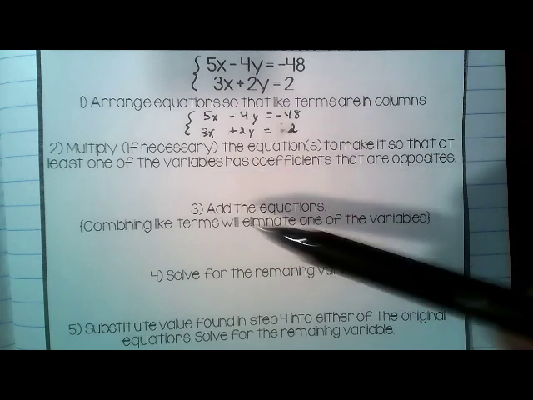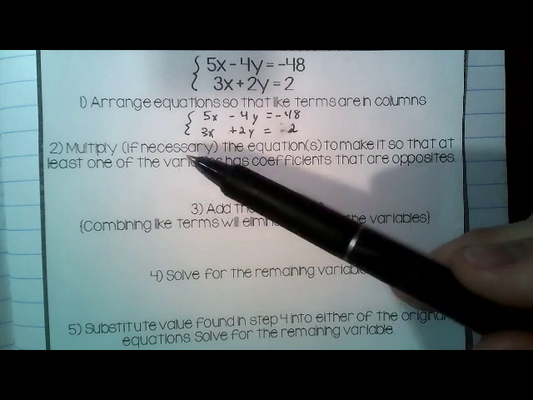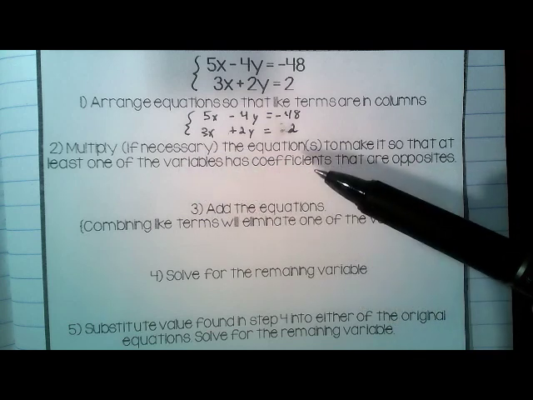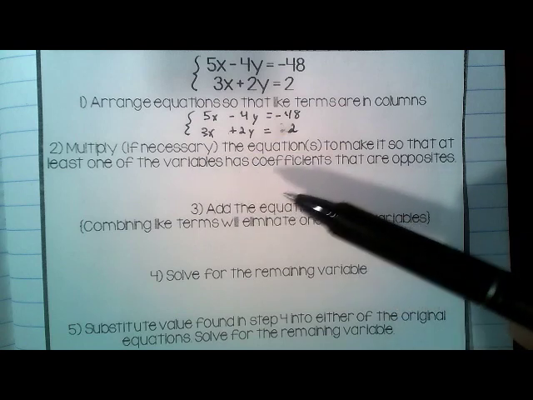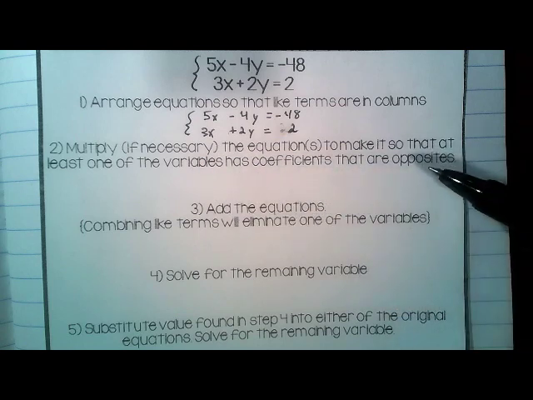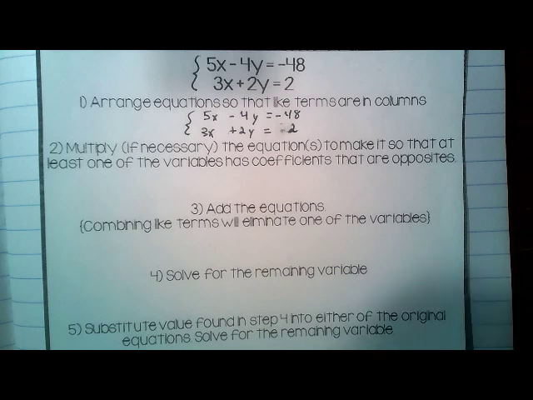And that's what step 2 is about. It says multiply, if necessary, the equations to make it so that at least one of the variables has coefficients that are opposites. Because when I add opposites together, they cancel out. They make 0. So like negative 2y and positive 2y. If I add those together, I get 0y. Those cancel each other out, which is beautiful, and that's what we want.